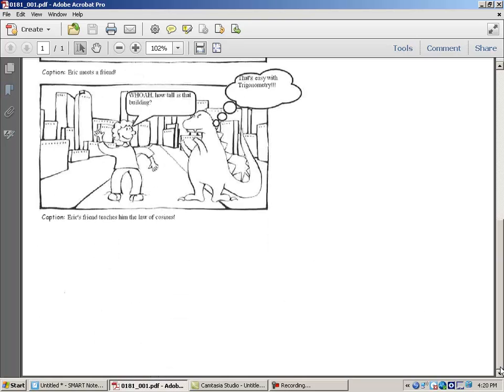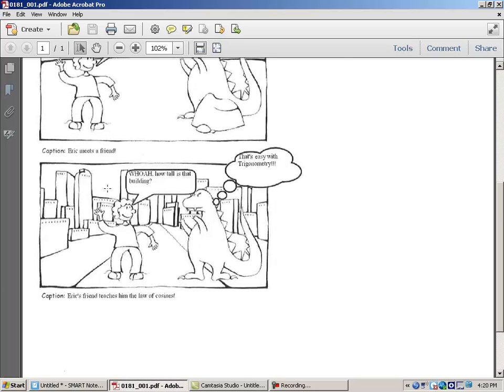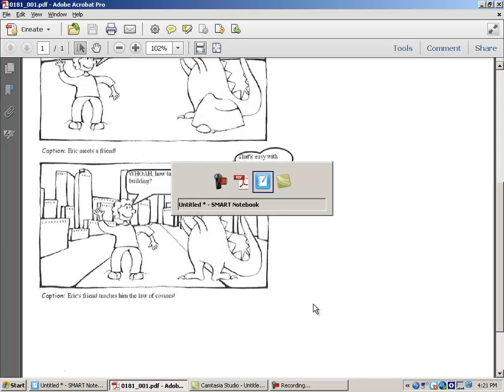Then they decide to go off to the city, and Eric wants to find out how tall a building is. And the dinosaur says, "Eric, I'm going to teach you some trigonometry so that you can find out how tall things are." And Eric is all happy, and they're friends forever. And so, because he teaches him the law of cosines, let's go take a look at that. That's for you, Eric. I hope you thought that was really crazy silly.